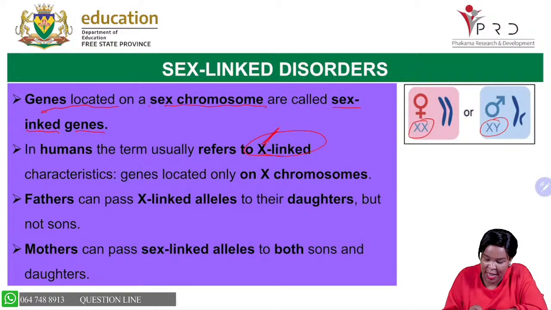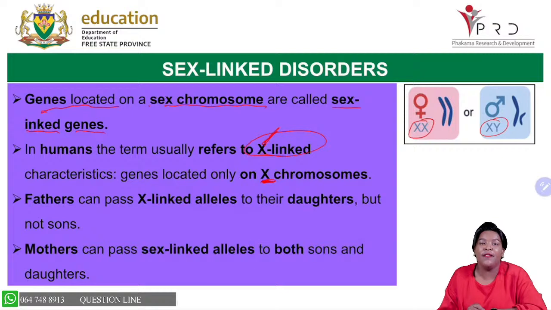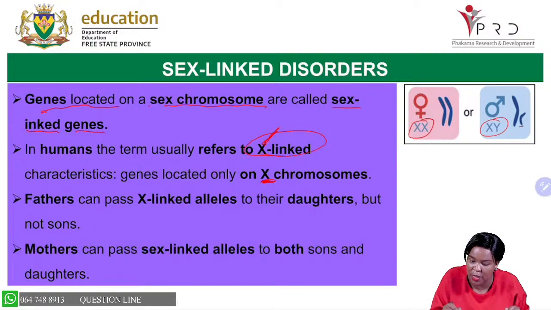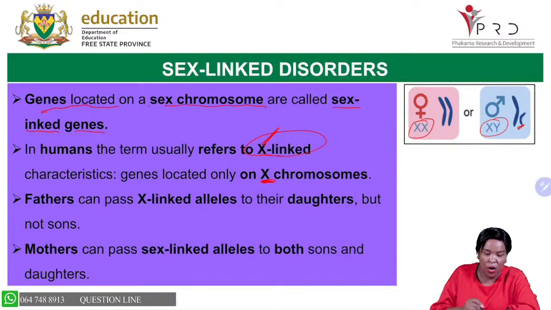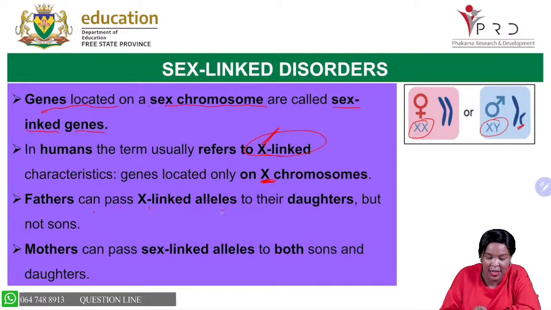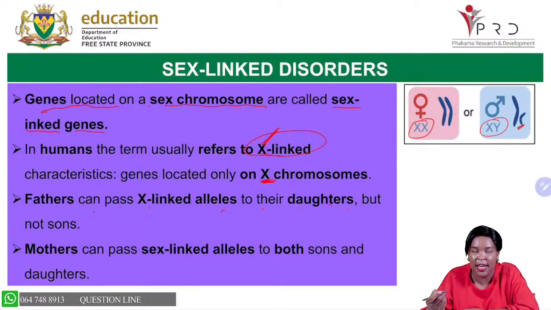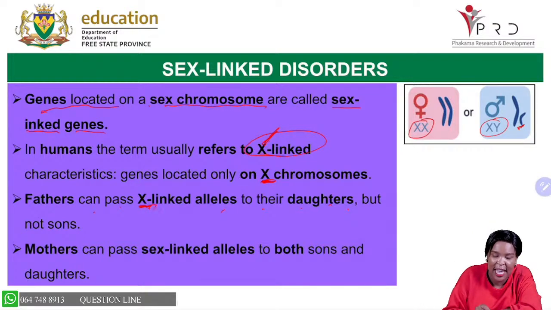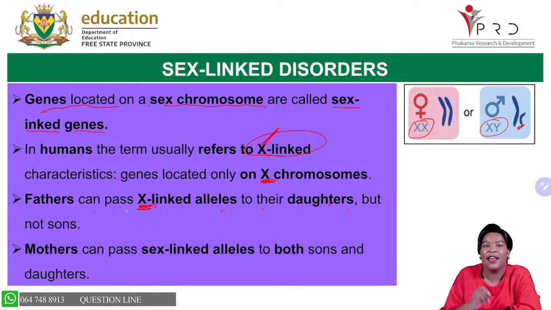Characteristics or genes located on the X chromosome. So you see, even if you don't say sex chromosome, you can use the word X-linked because they are found on the X chromosome. You can never find them on the Y chromosome. Why? Because the Y chromosome is small and it's short. So fathers can pass X-linked alleles to their daughters. Remember, if a child is a daughter or is a girl, it means the father gave that child his X chromosome. Therefore, if his X was affected or it had a sex-linked disease, that father is able to pass that disease to the daughter.